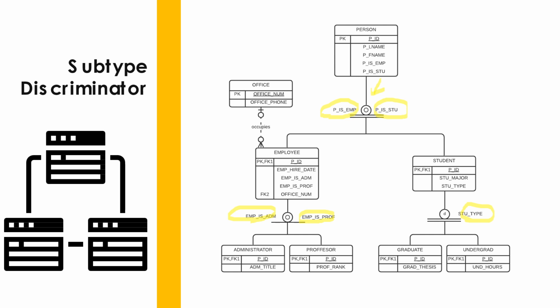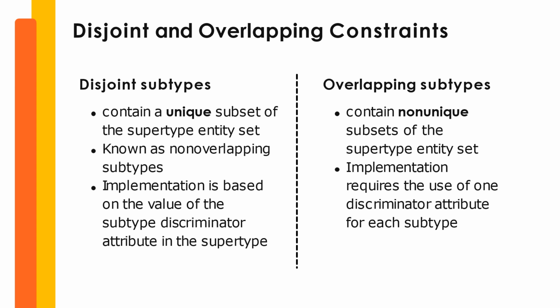But if you have a D, which is a disjoint constraint, it means that you only have to be either of the two, either a graduate or an undergrad in this case. So because of that, since you can only be one of them, you only need to have one subtype discriminator, which is in this case the student type. Student type would have the value of graduate if they are a graduate student, or undergrad if they are an undergraduate student. So in the disjoint subtypes, they contain a unique subset of the supertype entity set. They are known as non-overlapping subtypes, meaning you can only be one of them and you cannot have an overlap between the two.